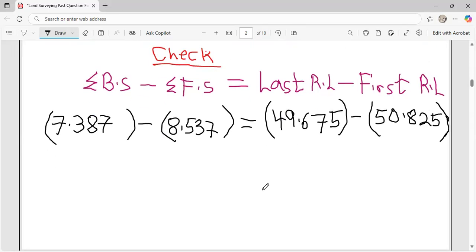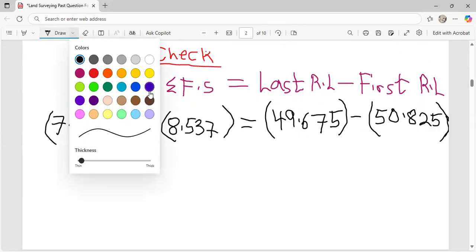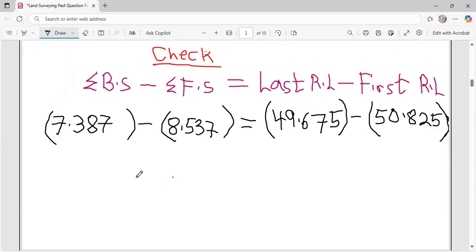Let's all perform this together and see what we're going to get for our answer for the check. At the end of the day, if all your answers are not equal, it means that the work you did has a problem with it. So you have to recheck to be sure even before you move to adjust the work.